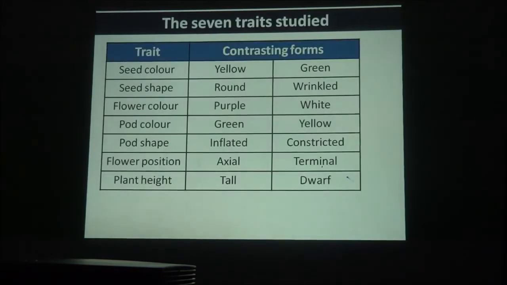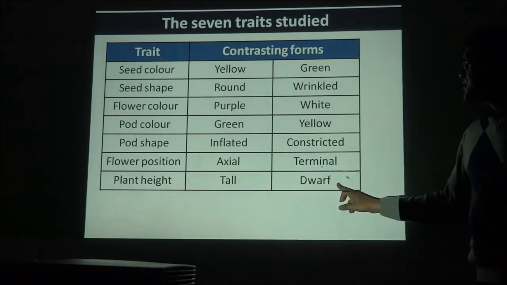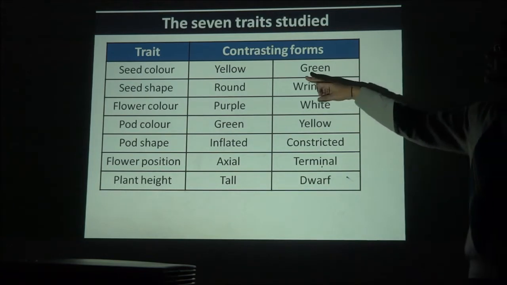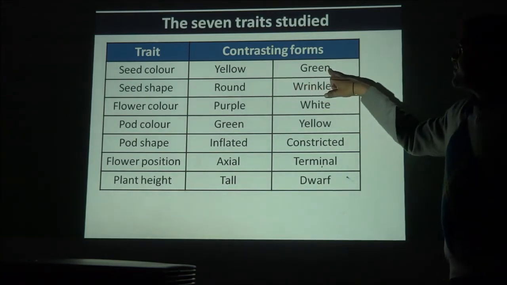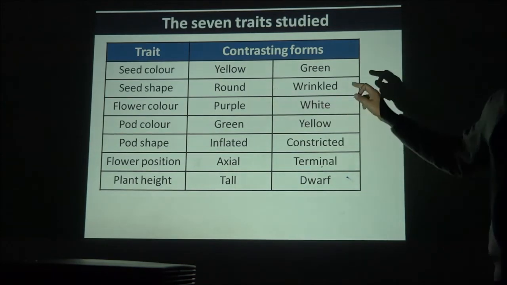For our purpose, we'll be using plant height, where we have the trait tall and the contrasting trait dwarf. Likewise, seed color, yellow, contrasting trait green; seed shape, round, contrasting trait wrinkled.